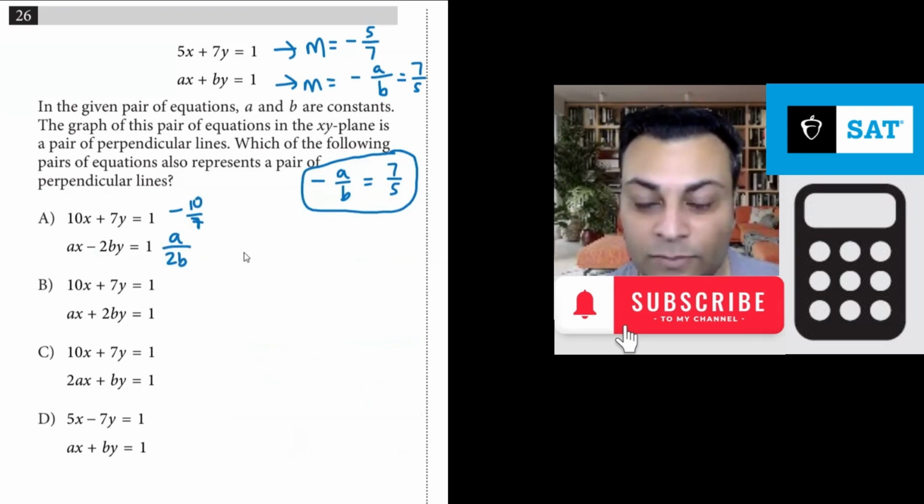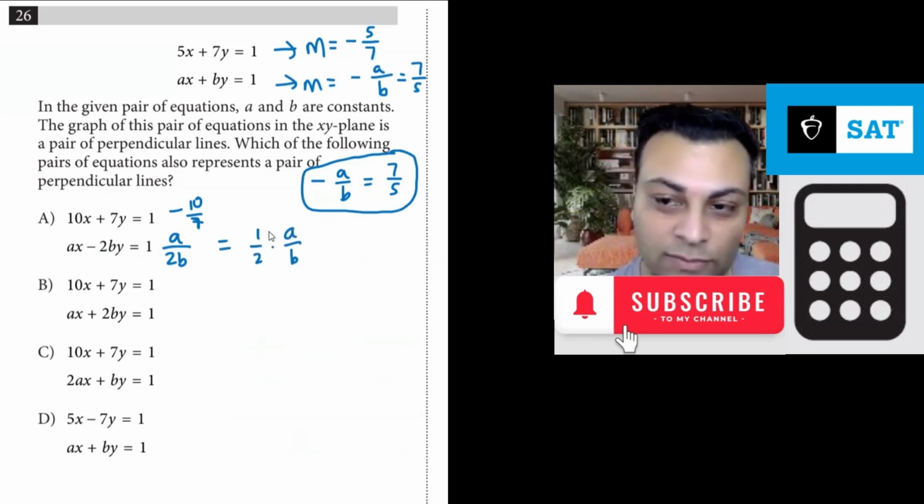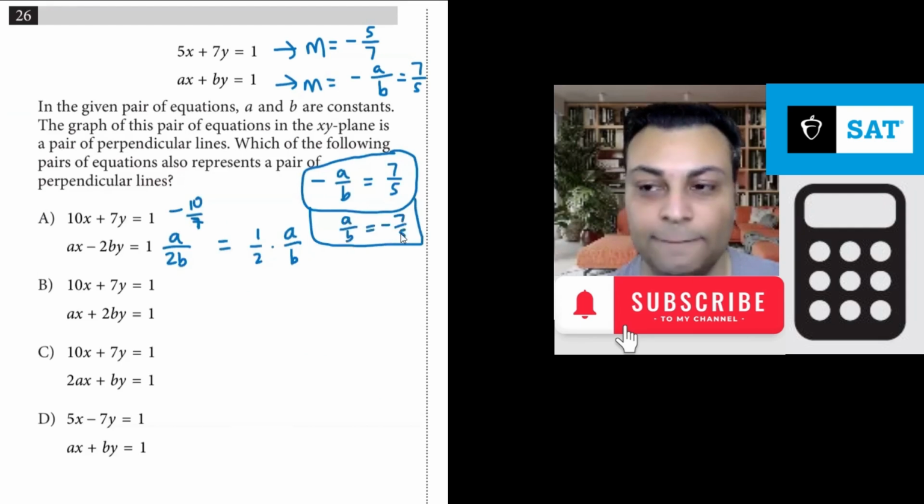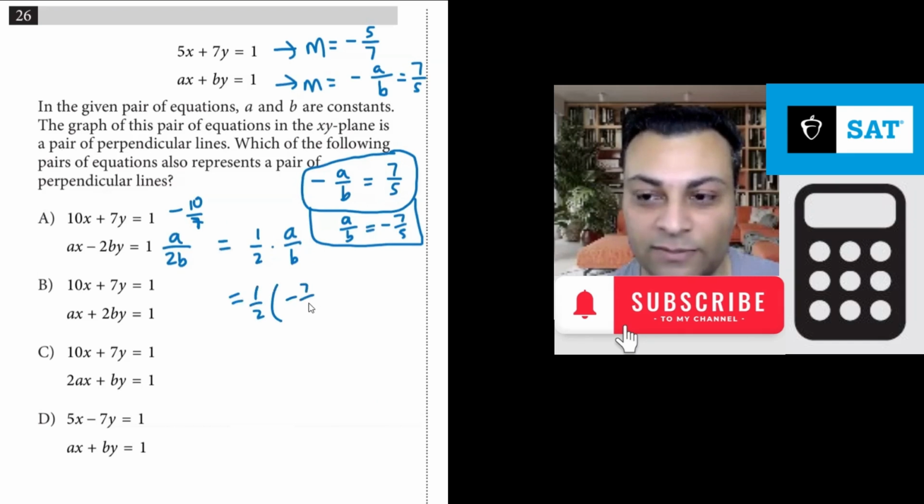Well, that's the same thing as 1/2 times a over b. If you multiply the tops, you get a and you get 2b on the bottom. So this is the same as this. Now, a over b, I didn't write down what a over b is, but from here you can see the other version, which is the fact that a over b is negative 7/5. You just multiply both sides by negative 1. So you get 1/2 times a over b, which is negative 7/5.